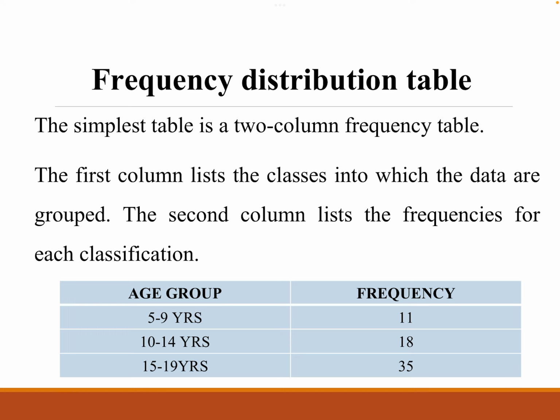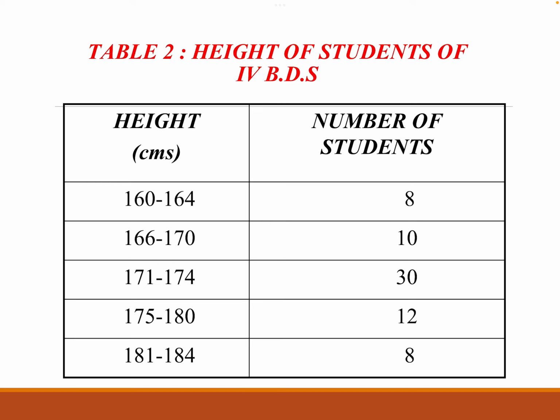The simplest table is a two-column frequency table. The first column lists the classes into which the data are grouped and the second column lists the frequencies for each classification. So these are different types of tables. This is a frequency distribution table.